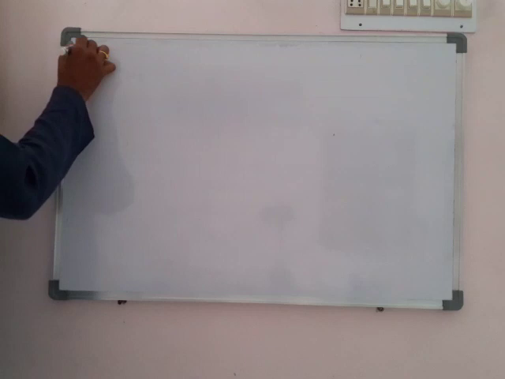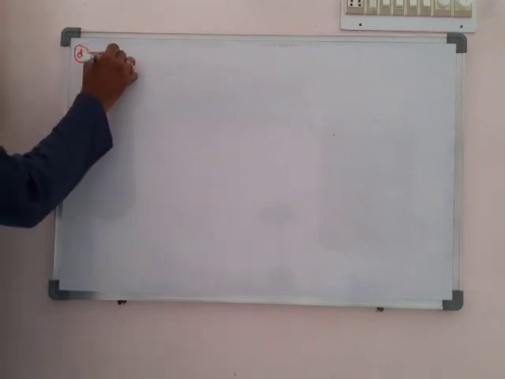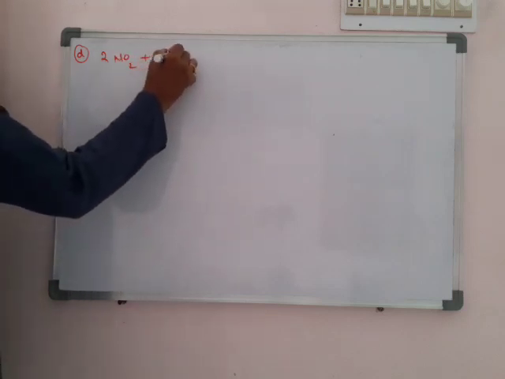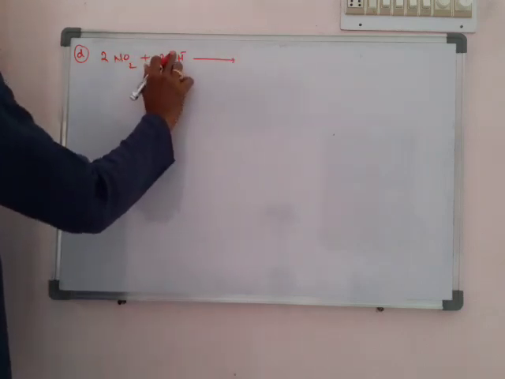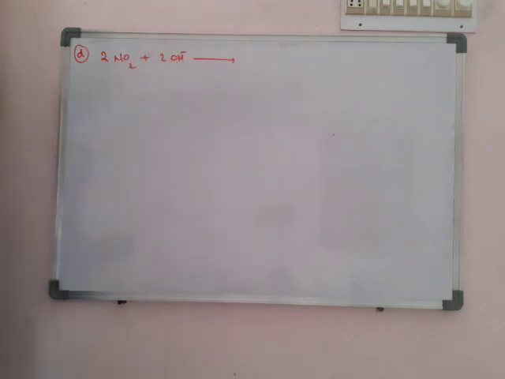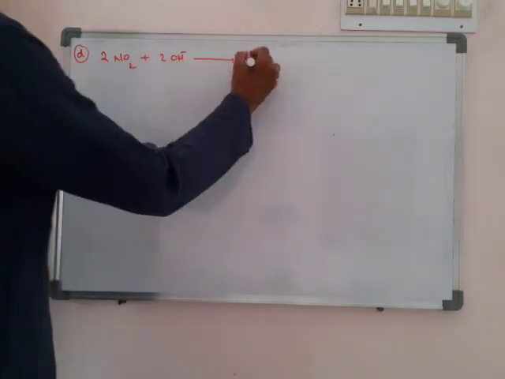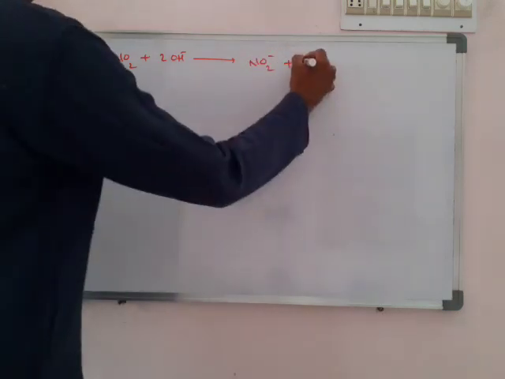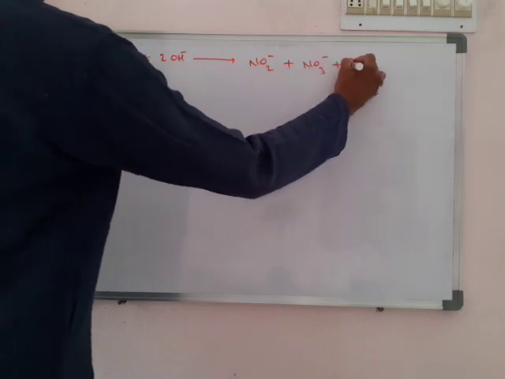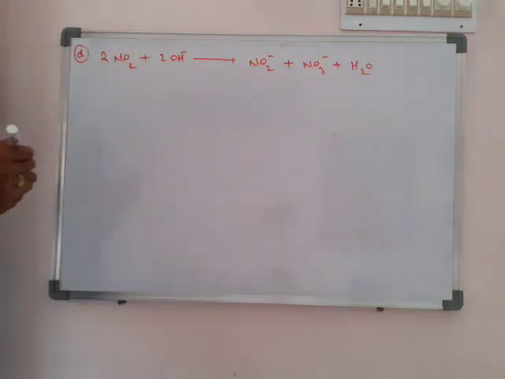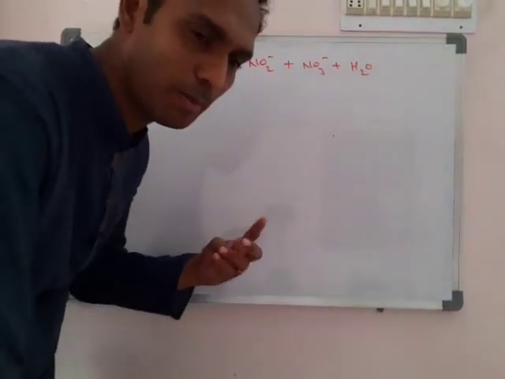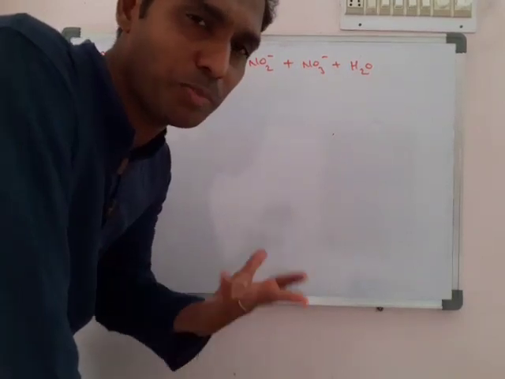The last one: 2NO2 plus 2OH minus, forming NO2 minus plus NO3 minus. So this is the reaction given. Now guess which type of reaction it is, simply by seeing. Here in the reactant there is only one nitrogen compound, while in the products there are two nitrogen compounds, and their oxidation states are also different.